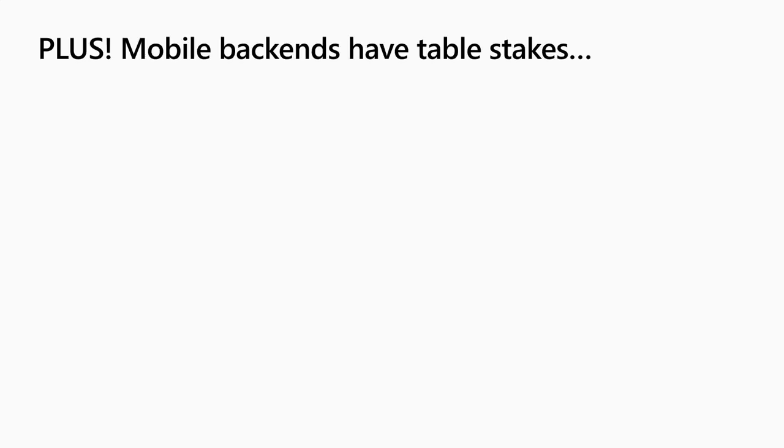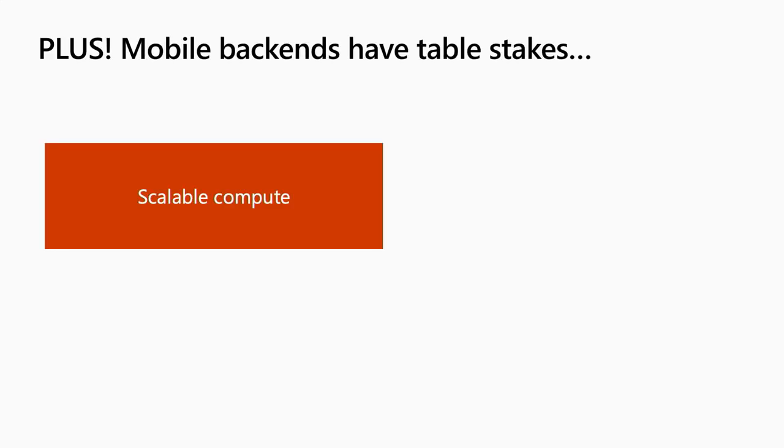Plus, mobile backends have what I'm saying are table stakes. In order for a mobile backend to be called a mobile backend, you have to have these features within it. First off is scalable compute. And here, this is your business logic. This is your app logic. Ideally, you're writing something and you want a ton of people using it, so you want it to be able to scale out. You don't want it to collapse under load. At the same time, if nobody's using it, it'd be nice if it scaled back in, so you don't get charged a bunch of money for it.